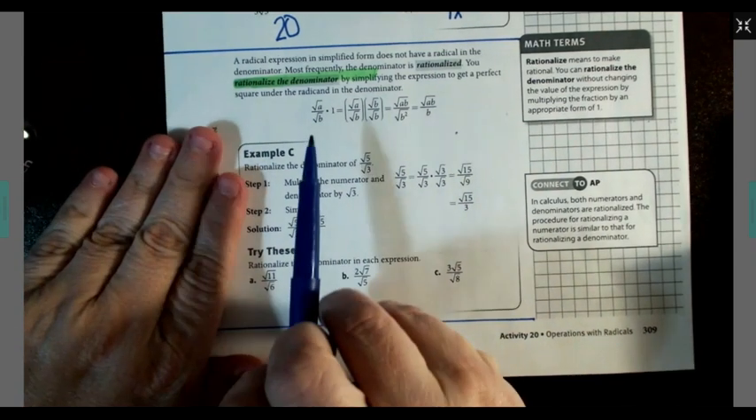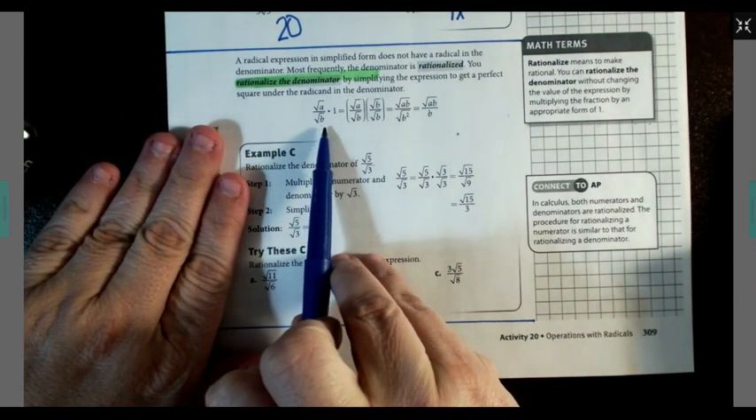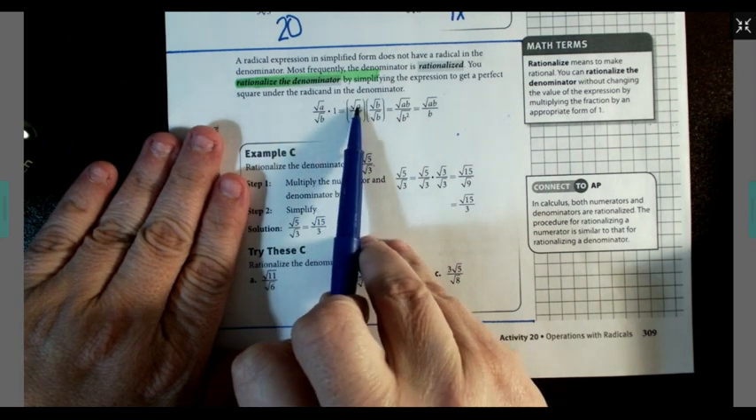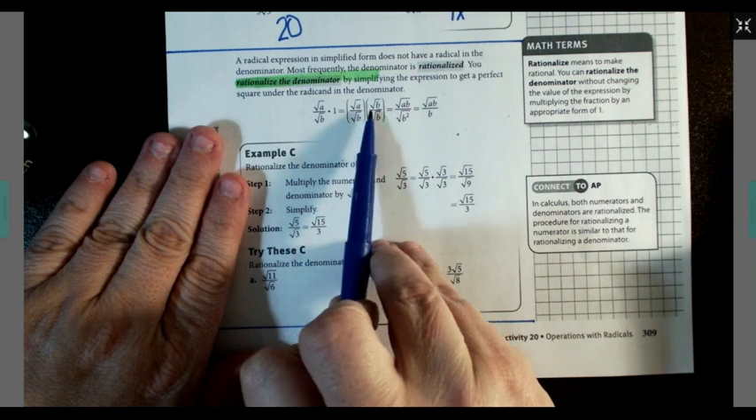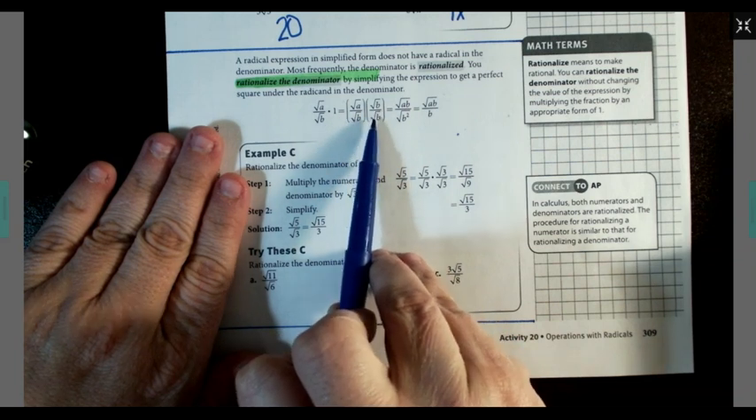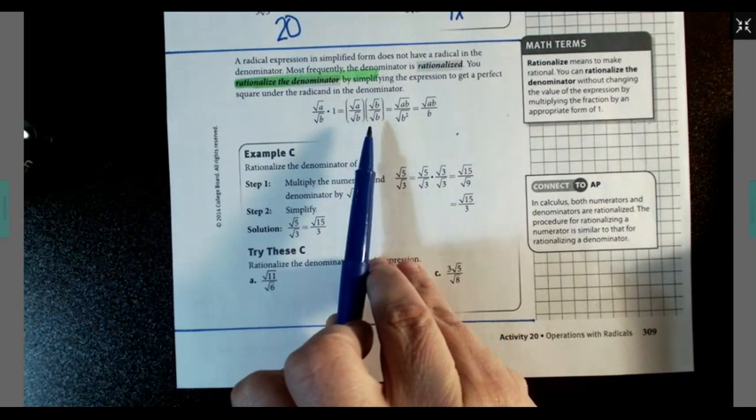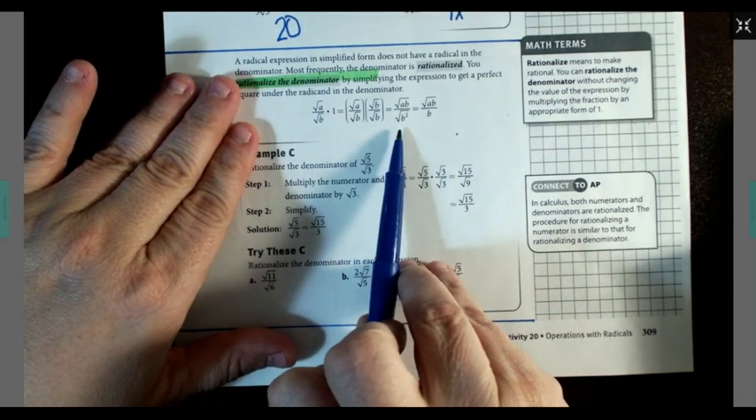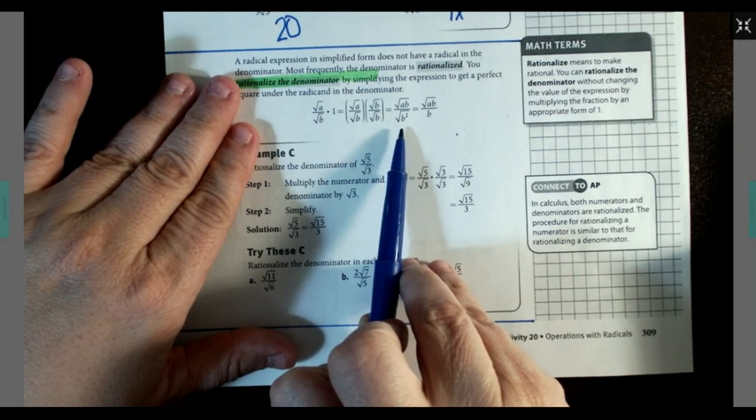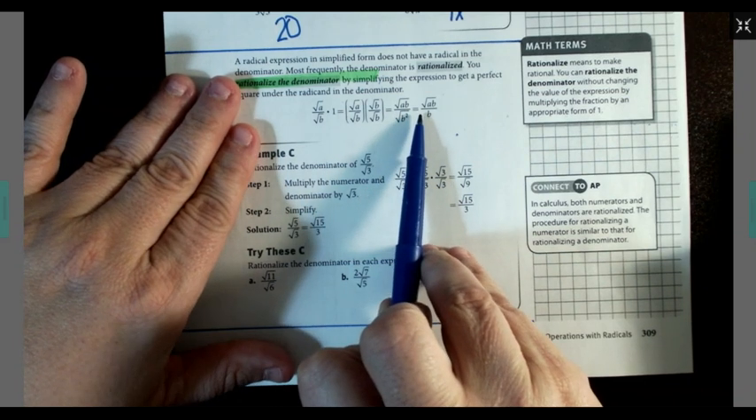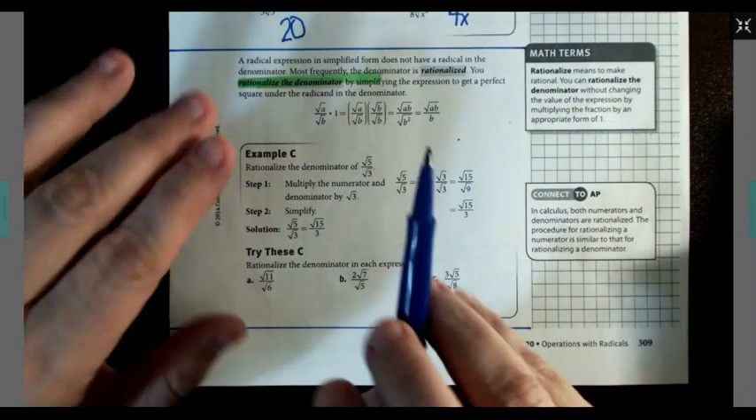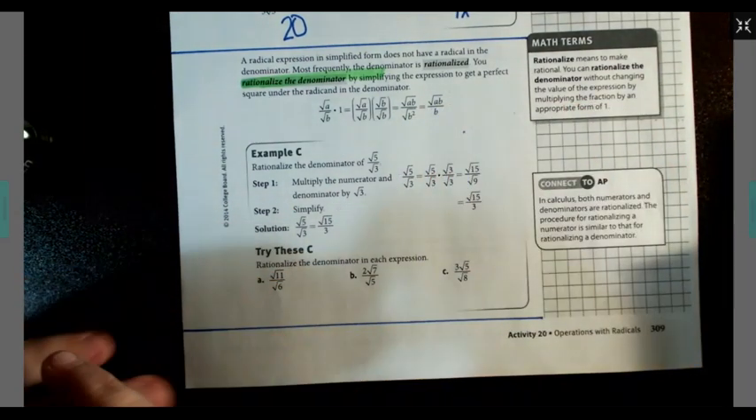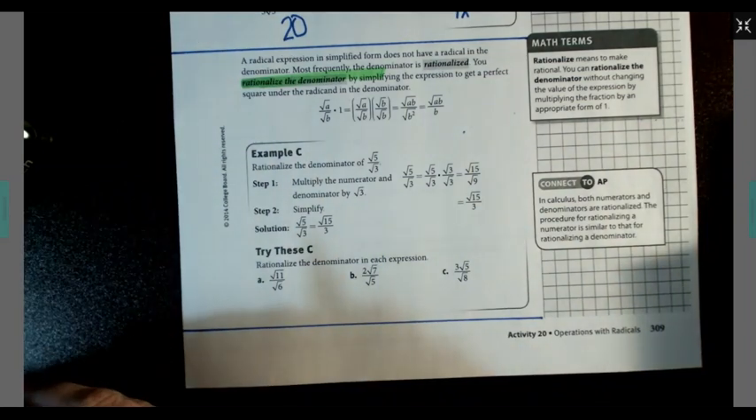So we have the square root of a over the square root of b times 1 equals the square root of a over the square root of b times the square root of b over the square root of b. That would equal the square root of ab over the square root of b squared. That would equal the square root of ab over b. Notice that our final goal is to get the denominator to have no radical sign.